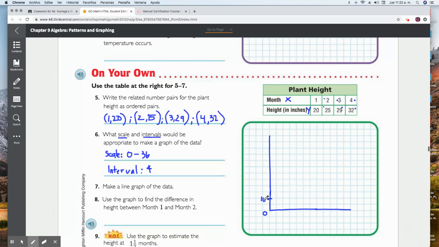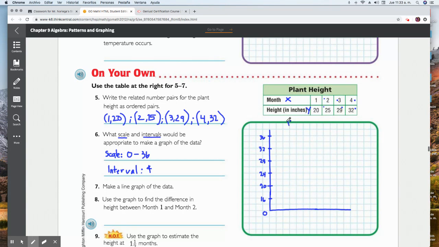So this line represents 16, and then I'm going to skip a line and keep on going up by 4s. The next number would be 20. I skip a line. The next number would be 24. Skip a line. The next number would be 28. Skip a line. The next number would be 32. Then I'm going to draw another line right here, which would be 36. So the last line would be 36.